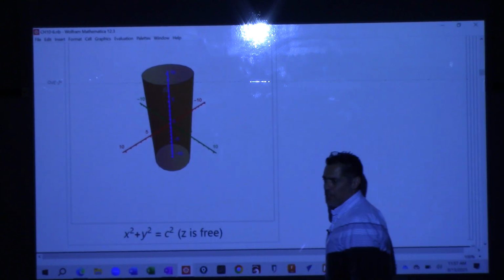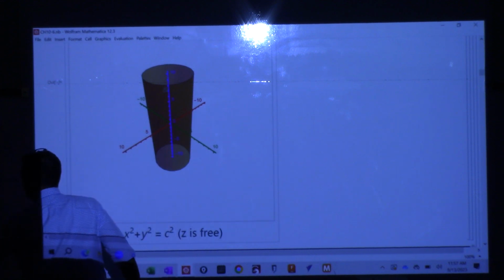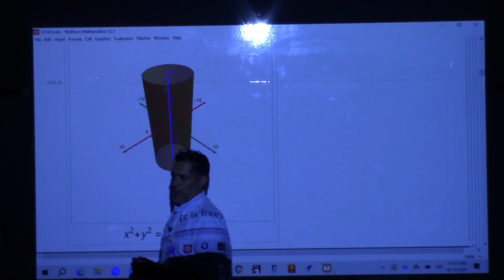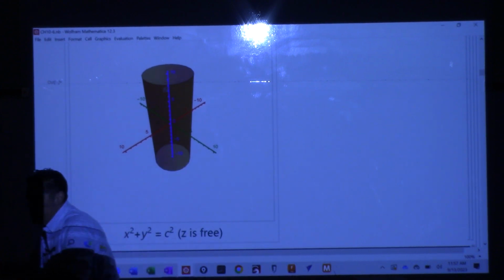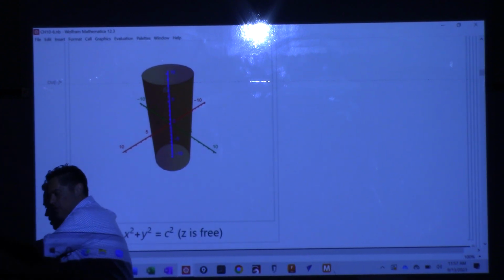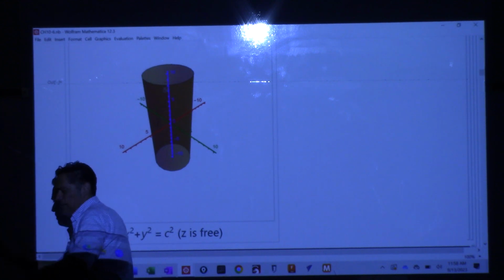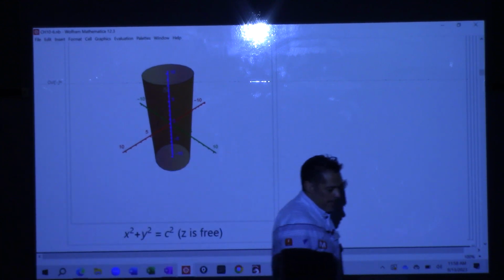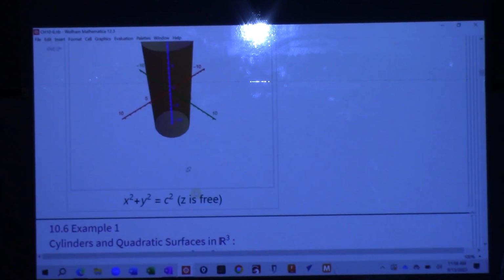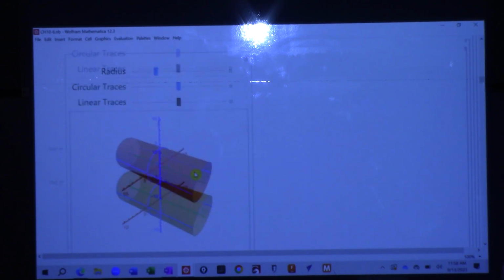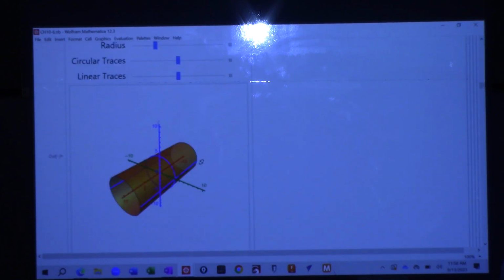Y squared plus z squared? And then in that case, your x is free, right? So now your can goes down the x-axis, like this. Circle is in the yz plane. And that's what the rest of the notes here show. Like, okay, you could have going down the other axis or the other axis.